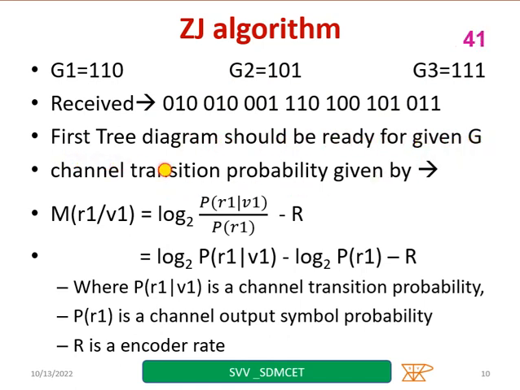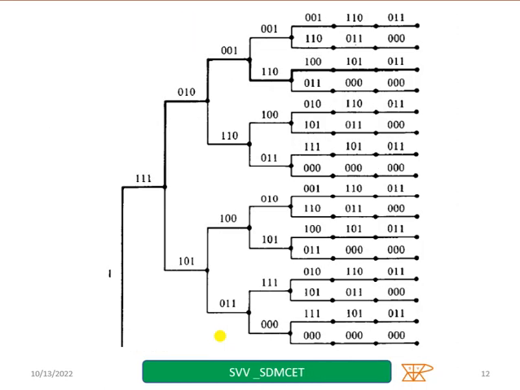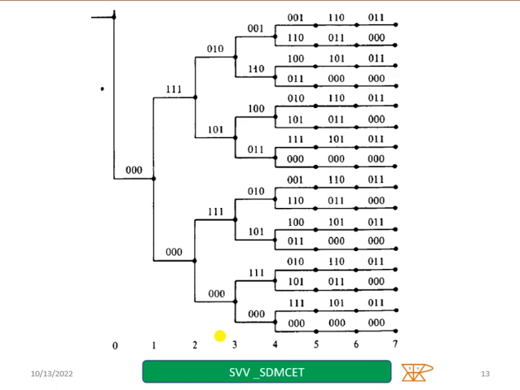Then the channel transition probability is given by the equation you have to remember, or it can be rewritten like this, where probability of R1 given V1 is the channel transition probability, probability of R1 is the channel output symbol probability, and capital R is the encoder rate. This is a tree diagram for your reference. Hope you can compare; you can compare the tree diagram written by you and this.